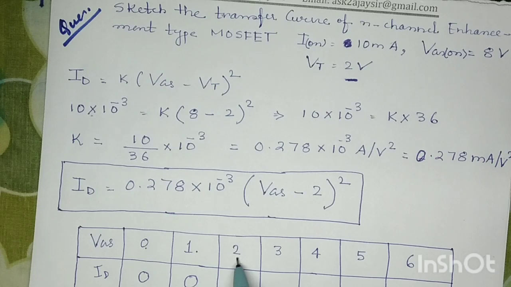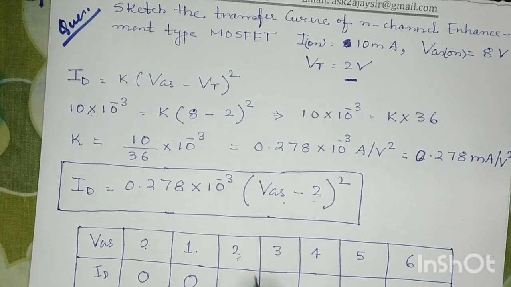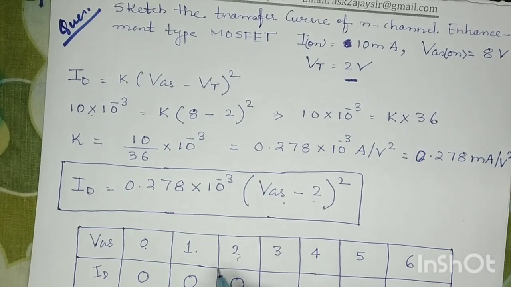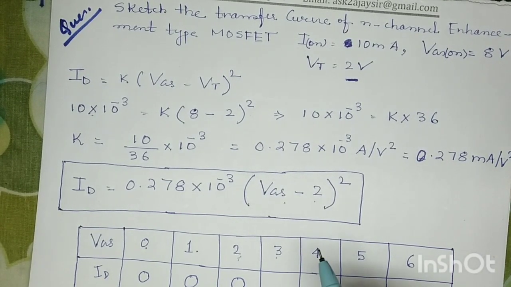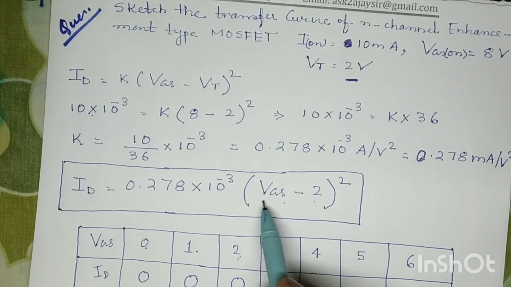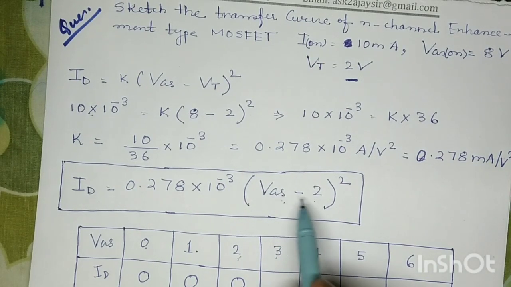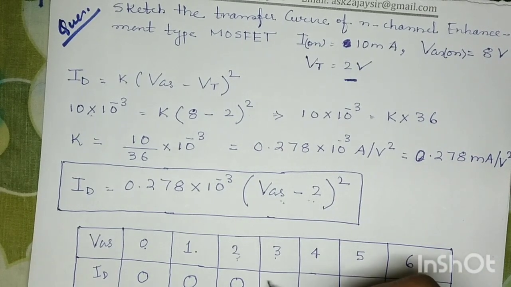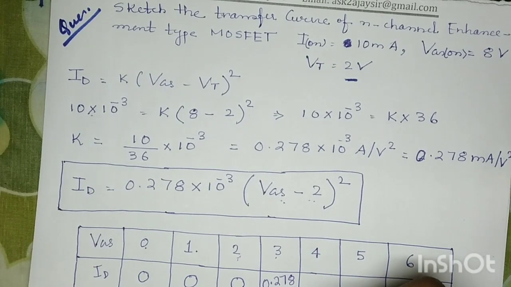Here in this case VGS is equal to VT. So when VGS is 2 volt, substituting 2 here, 2 minus 2 becomes 0, so current conduction here also is equal to 0. Next, when VGS is 3, it is greater than VT, so we will use this expression. In place of VGS we will substitute 3, 3 minus 2 is 1, the square of it is also 1, so the current here you will get is 0.278 milliampere.